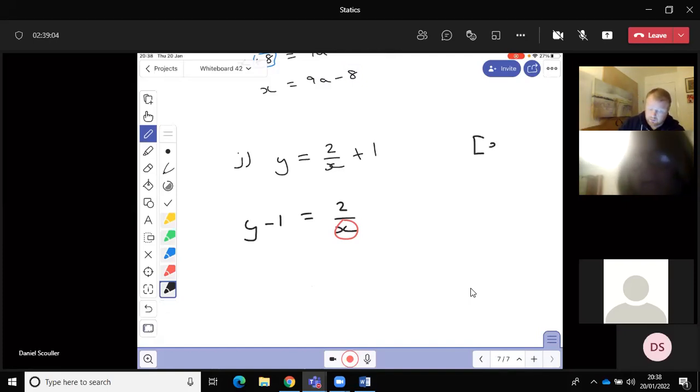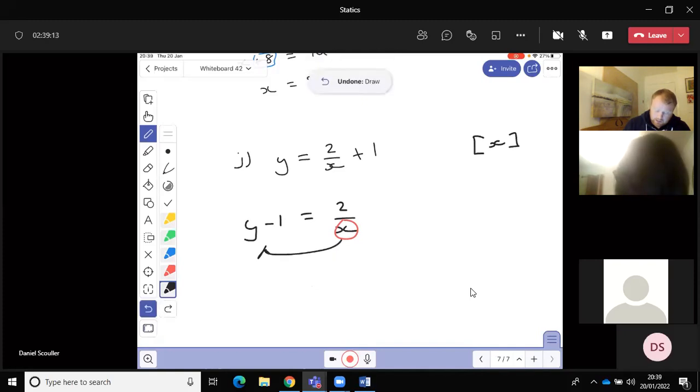Remember to put that. I want to leave it in the top line, so I'm going to move the x across to this side. It's a divide on the right hand side, so it becomes a multiple, and it multiplies that whole term.